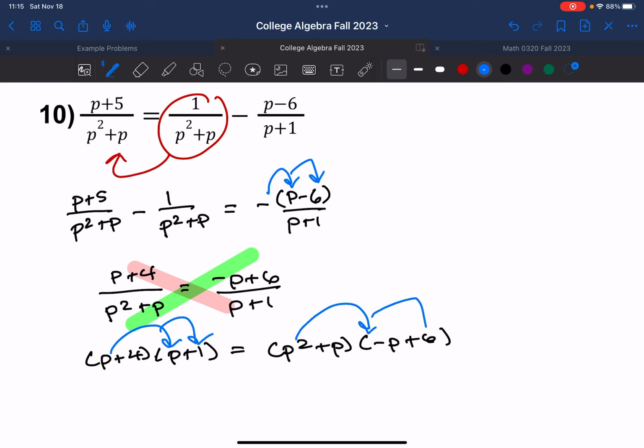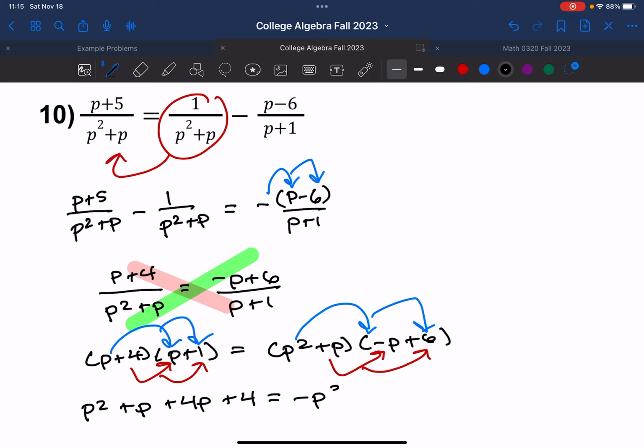Okay, so when I FOIL, remember some things could potentially cancel. So we're just going to do each side separately. P times p is p squared. P times 1 is p. 4 times p is 4p. 4 times 1 is 4. P squared times negative p is negative p cubed. P squared times 6 is plus 6p squared. P times negative p is negative p squared. P times 6 is 6p.